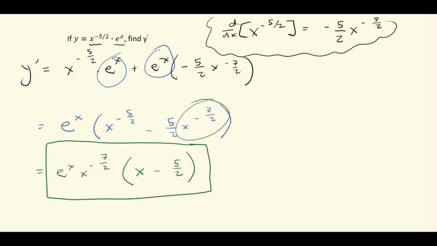Alright, let's look at one more. So say we have y is equal to 4x squared plus 3 times x plus 4. And we want to find the derivative. So looking at this, we do see that we have a function times a function. So we could use the product rule to find the derivative.